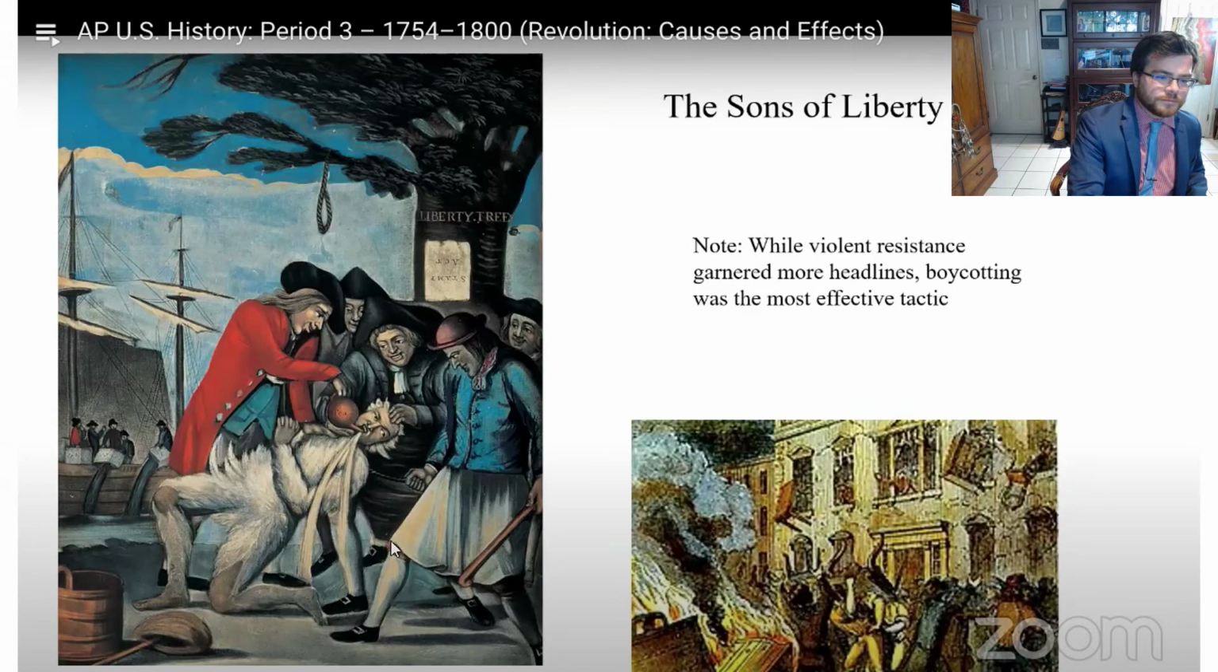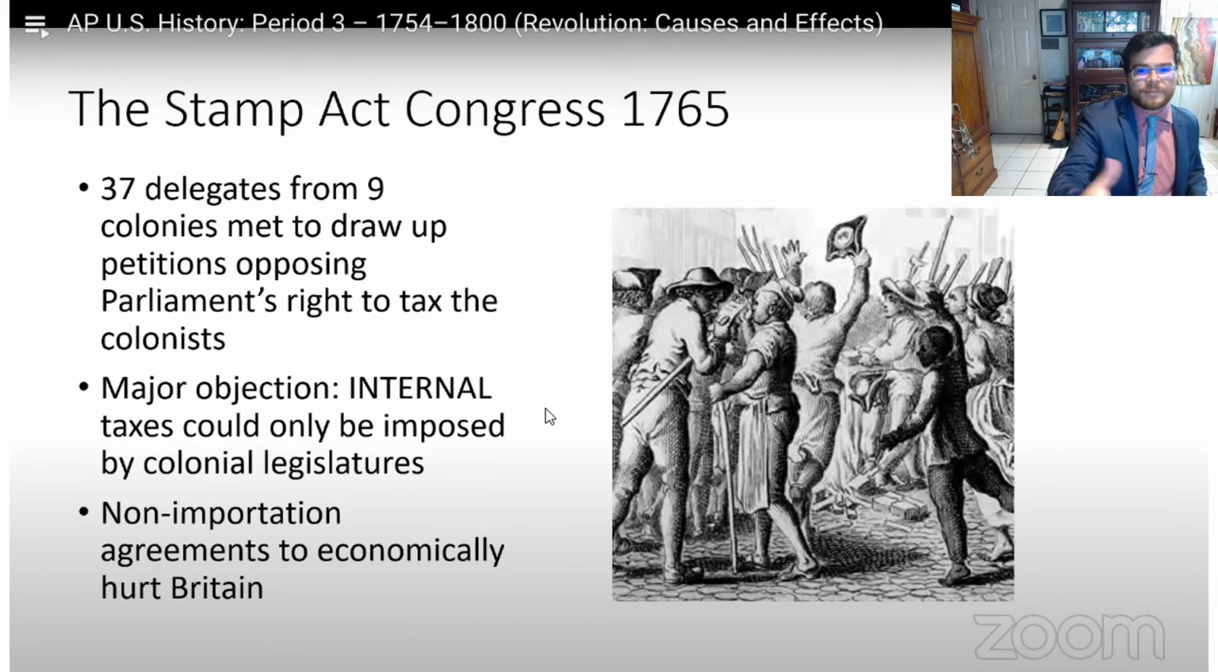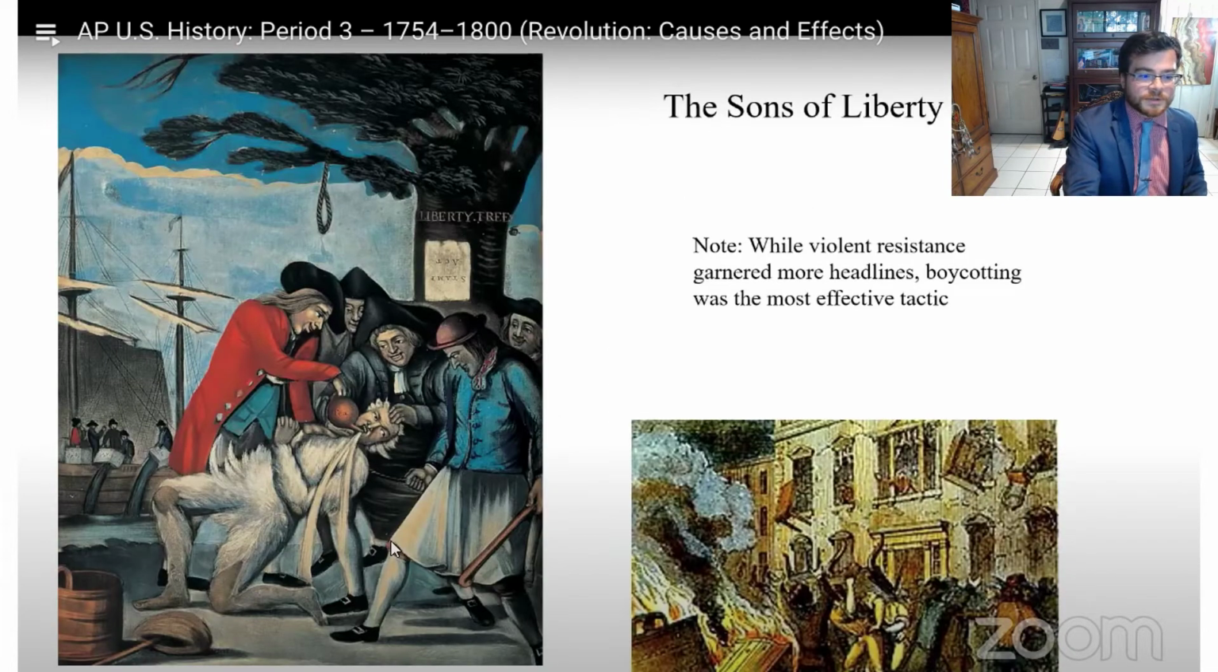Yeah. Sons of Liberty. Okay, so you could use this as an example of the way the colonies responded to the increasing intervention by England, right? How else do they respond? Whoa, they tar and feather tax collectors. This guy's having a bad day.